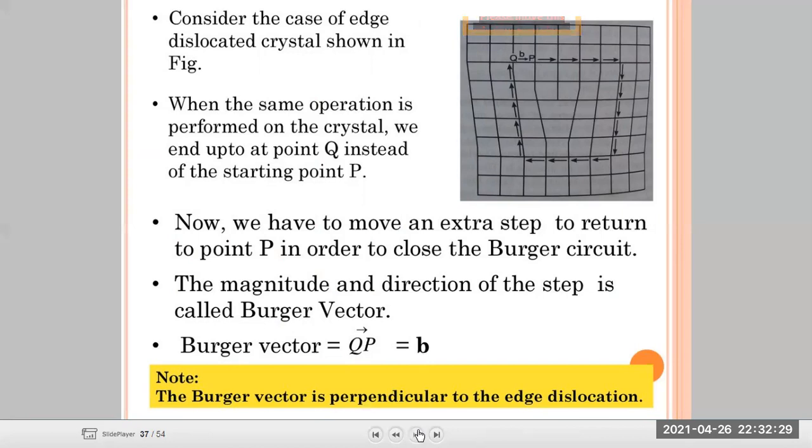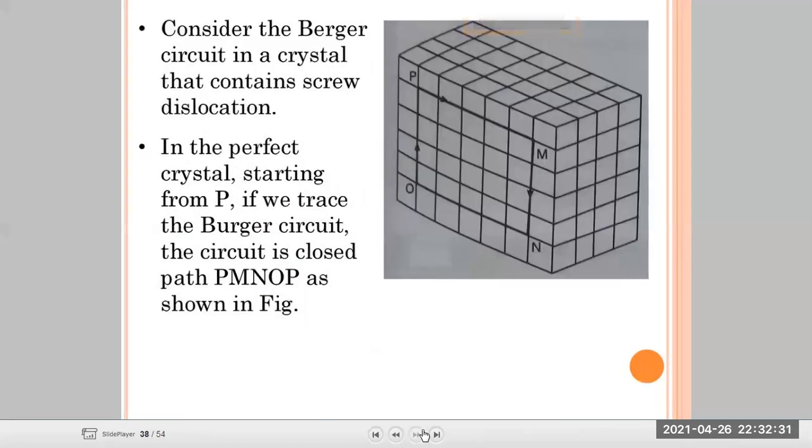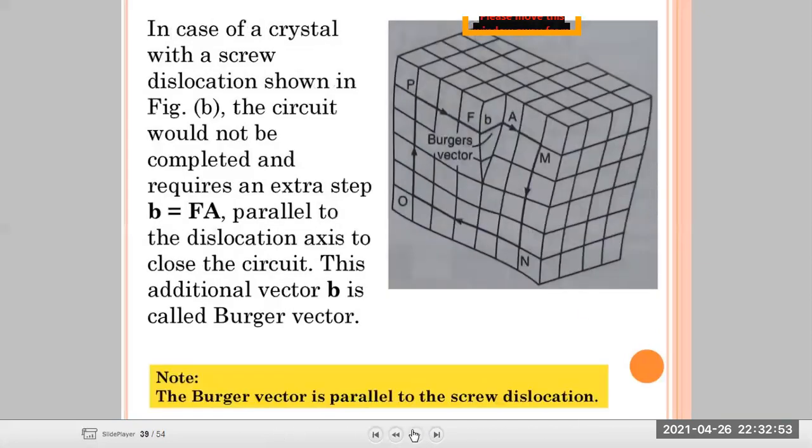We don't go in depth here. Considering the Burgers circuit, you can see the circuit P M O N in this perfect crystal starting from the point P. If we trace out the circuit, it is closed: P N O P, as shown in the figure.